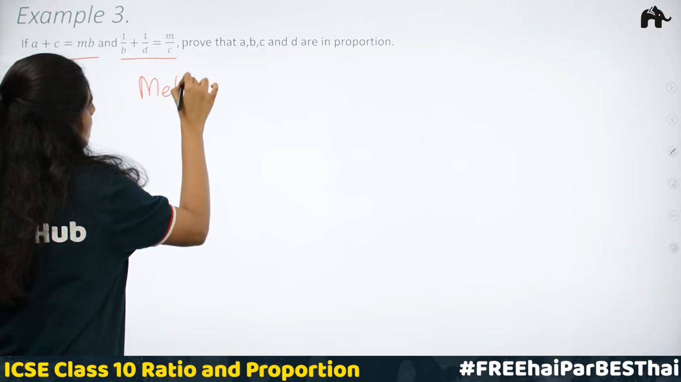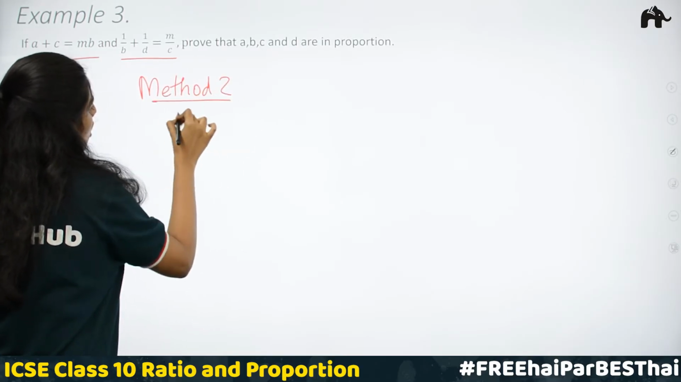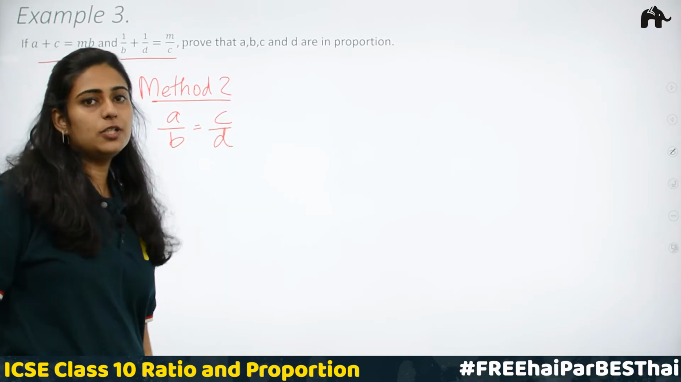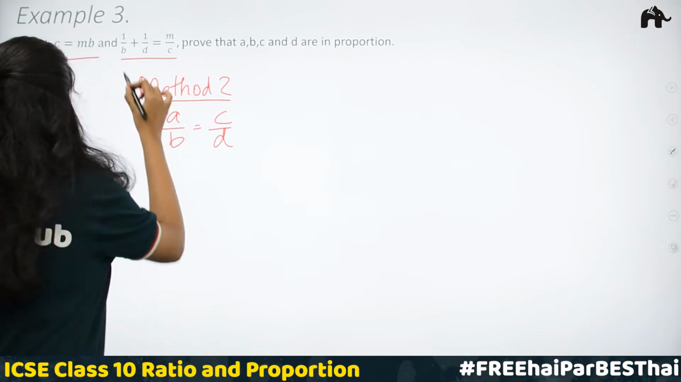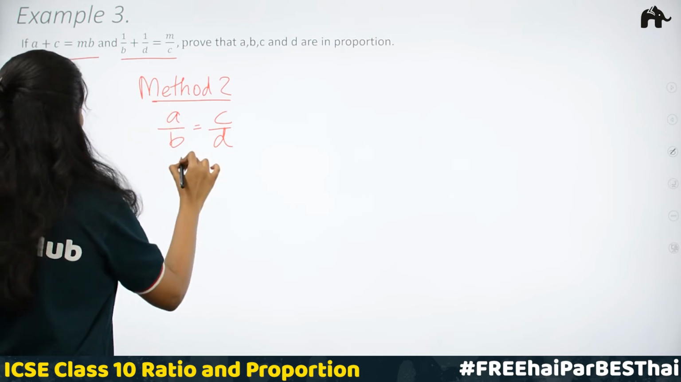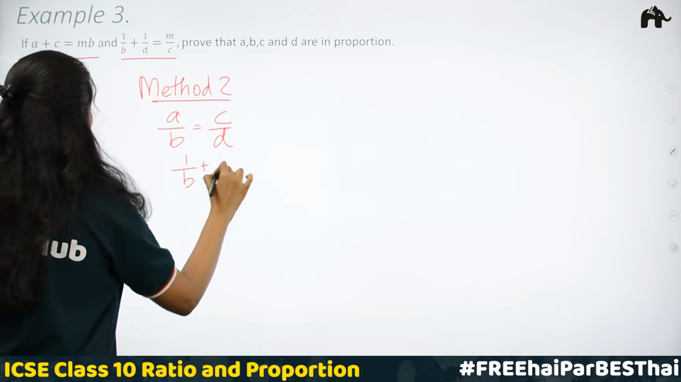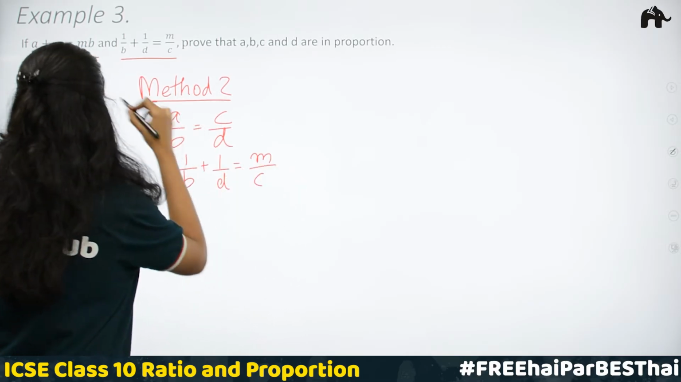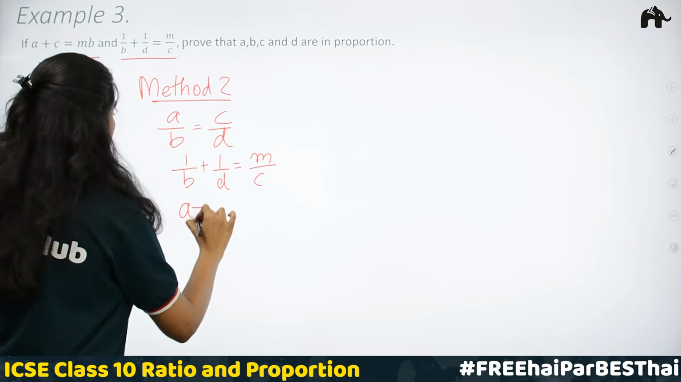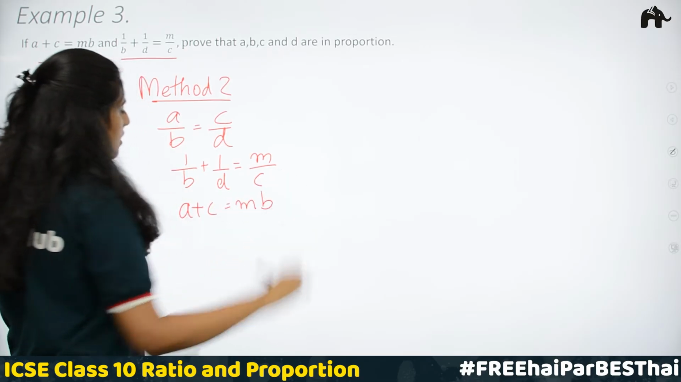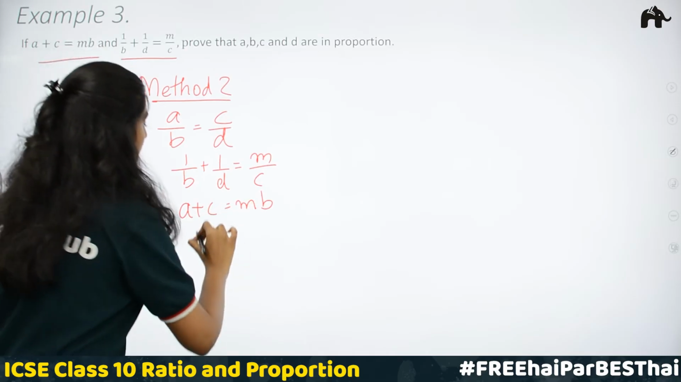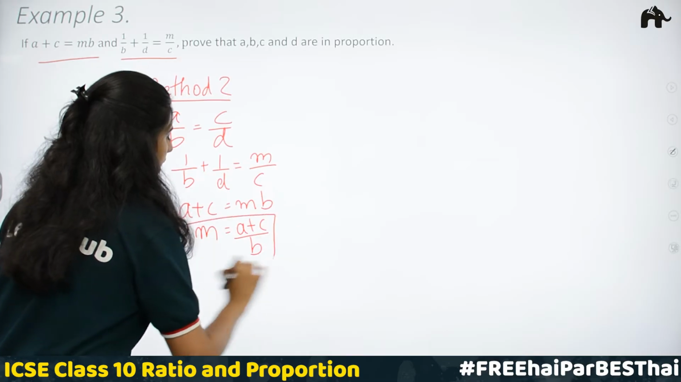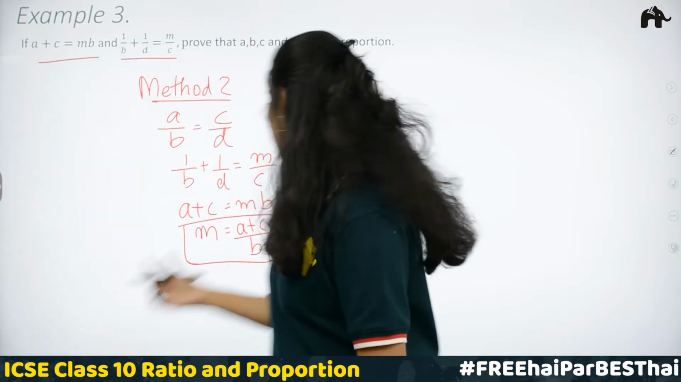Method 2. We need to get the form A by B is equal to C by D. Which one is comfortable to you? You can use that method. Here, we are taking 1 by B plus 1 by D is equal to M by C. And the second, A plus C is equal to MB. From this, I can write M is equal to A plus C divided by B.